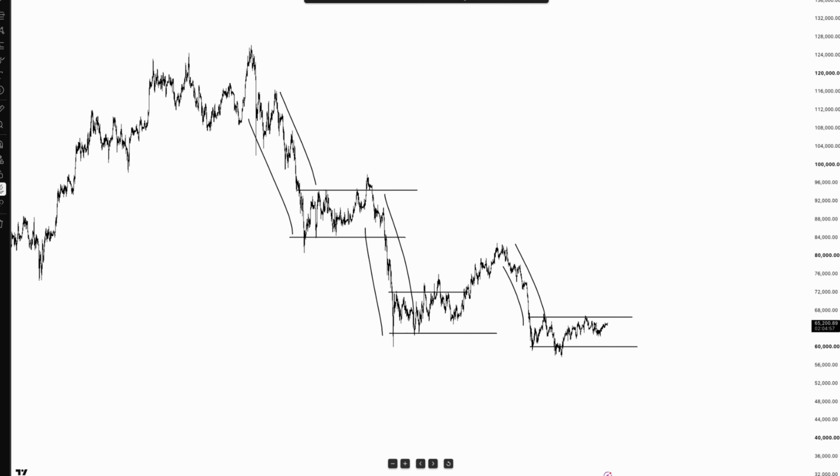Even right now it is ranging, and as we can see, it's around the premium of the range. If we mark the 0.5 of this range, anything above the 0.5 is supposed to be the premium, and below is supposed to be the discount.